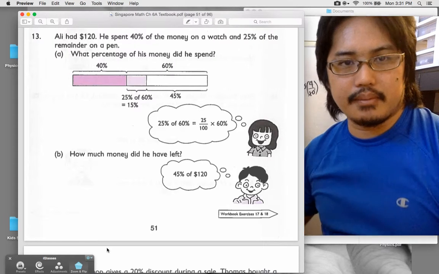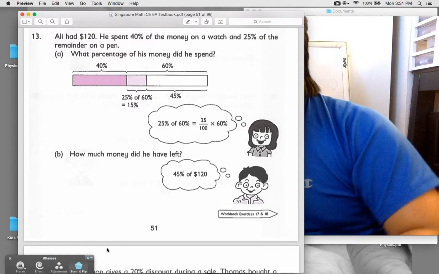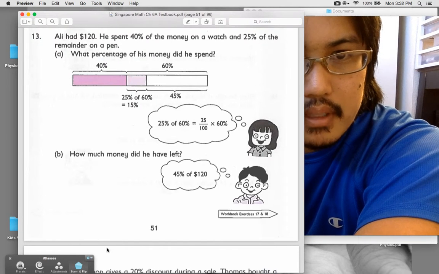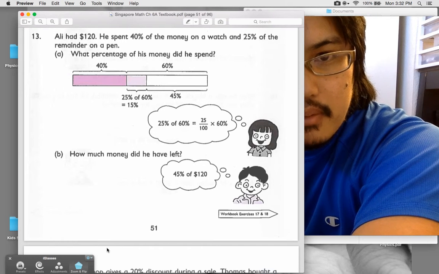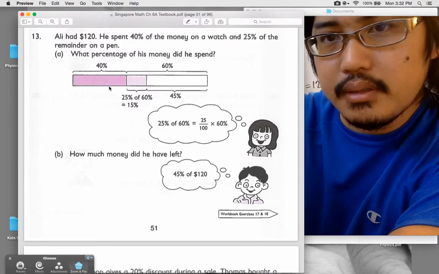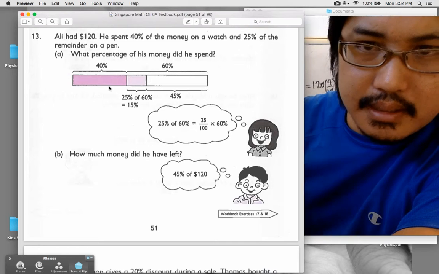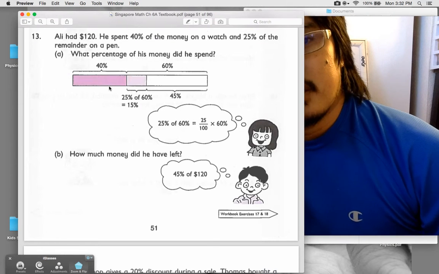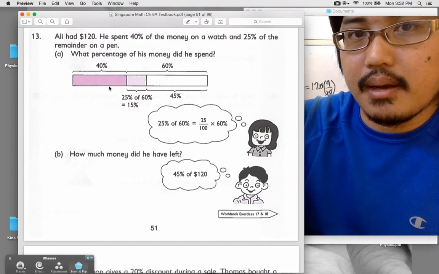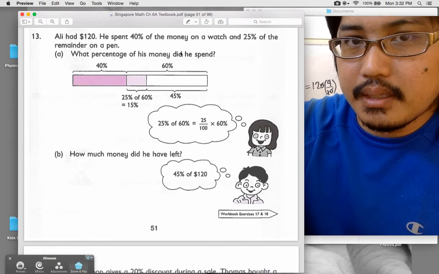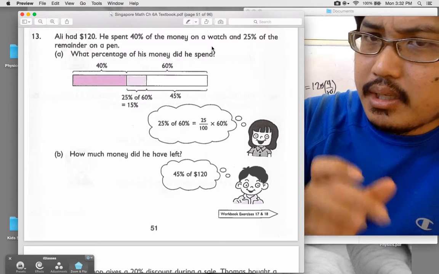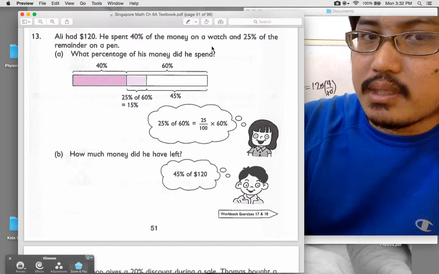Oh, okay. I think I'm doing this problem a little bit wrong. Ali has $120. He spent 40% of his money on a watch and 25% of the remainder on a pen. What percentage of money did he spend? Oh yeah, I'm actually doing this right, but this might be an easier way to think about this. He didn't spend 65% of his money. That's a bad way to think about it. Because he spent 40% of his money on the watch, correct. But he only spent 25% of what was left over.